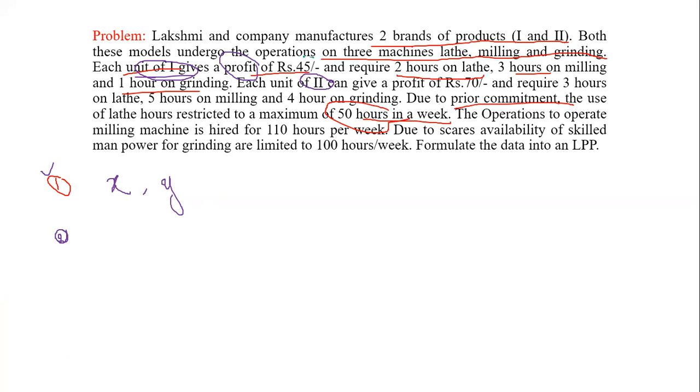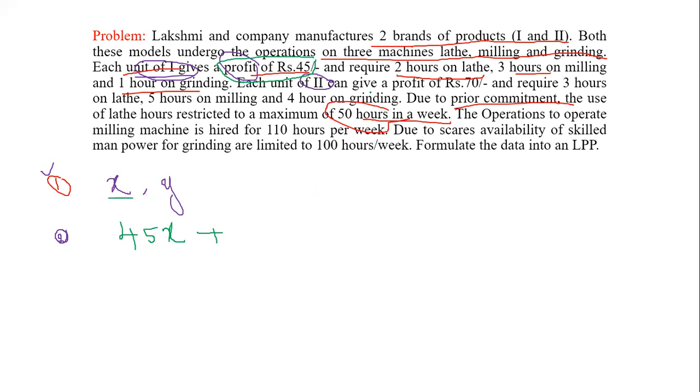So if you take 1 unit of brand 1, we will get 45 rupees profit. For 1 unit, we will get 45. Now, how many units do we have to manufacture? X units. So therefore, the profit on brand 1 will be 45 into X, because 1 unit will give 45 rupees, which means X number of units will give 45X. Simple. If 1 pen costs 2 rupees and you need 10 pens, 10 into 2, that is 20. So X and 45 into X, that's it.